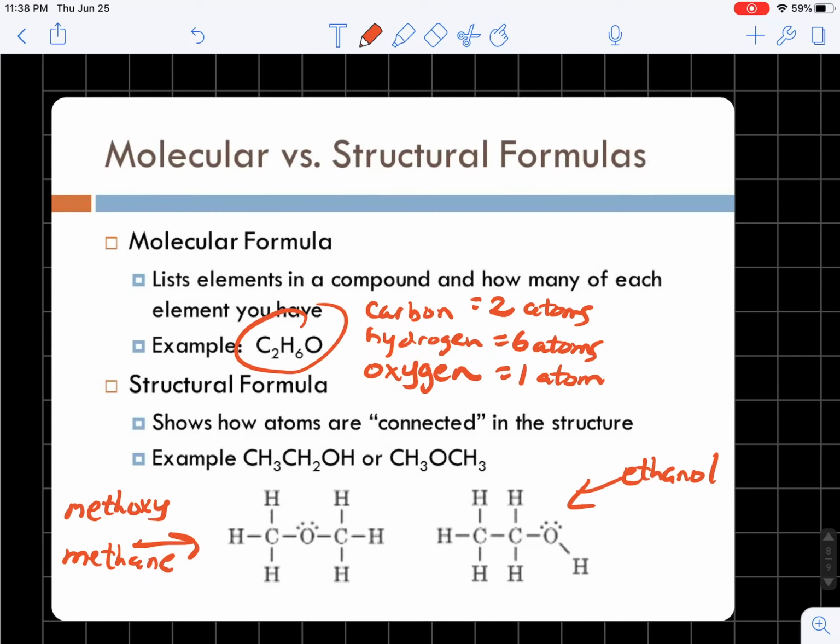Now they function as two different types of materials, even though they have the same number of atoms and the same types of atoms, C2H6O. But the difference is the way they're connected. And we'll find out what this means when the oxygen is connected in the middle versus more towards what they call the terminal end of it. So a structural formula is going to tell you the connectivity, how things are brought together.